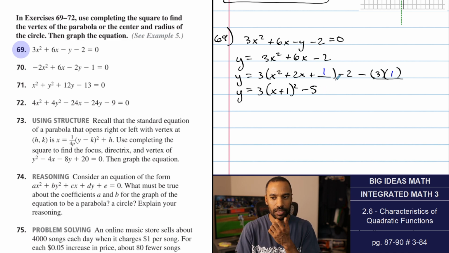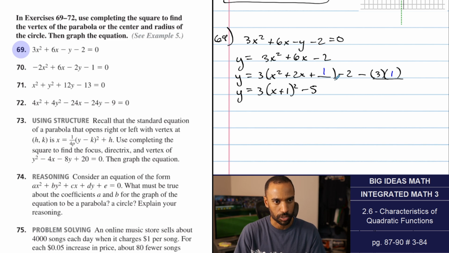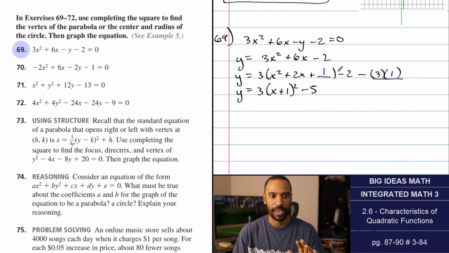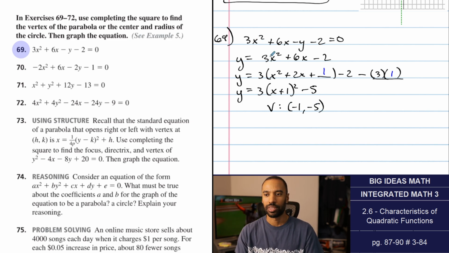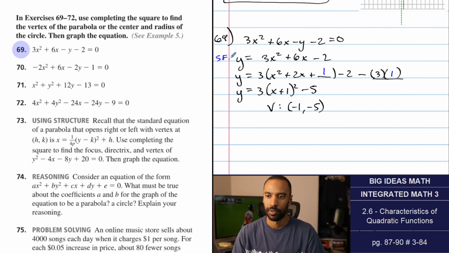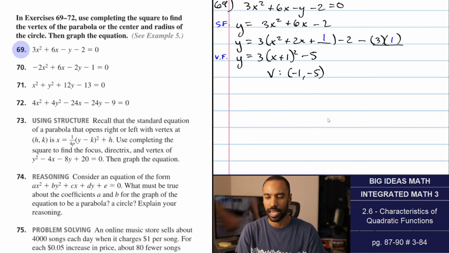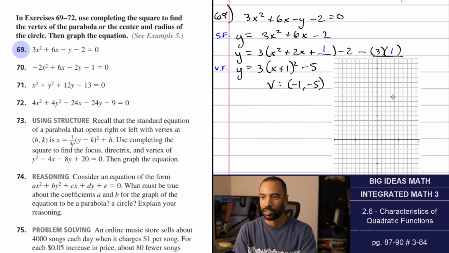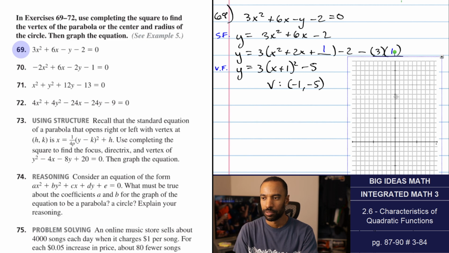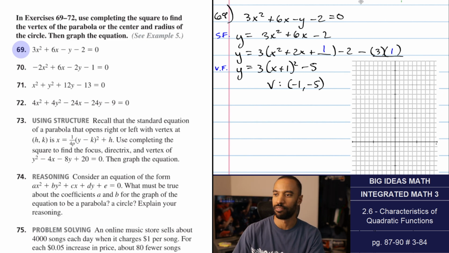So there is the graph in vertex form. That's what they wanted. Use completing the square to find the vertex. So the vertex is going to be at negative 1, negative 5. Now this is standard form right here, by the way. This is standard form. This is vertex form. Standard form does give me the y-intercept if you wanted it, but the vertex here at negative 1, negative 5 is the true hero, the true MVP of this thing.